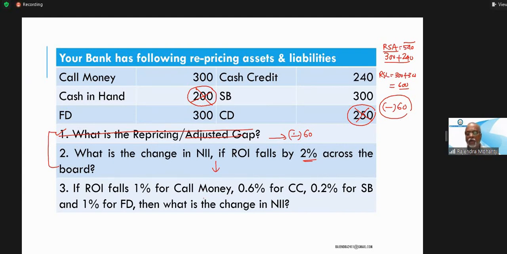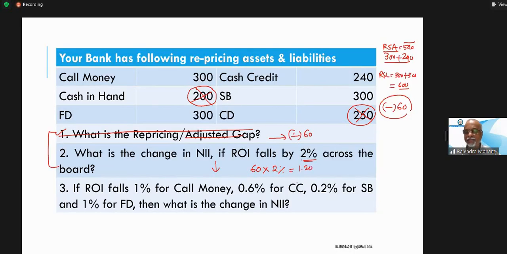Now, as I told you, how to arrive at the amount of NII. Simply multiply the repricing gap with the change in interest. That is 2%. So it will be 1 rupee 20 paisa. The gap is also in rupees. Now you have to decide whether this 1 rupee 20 paisa is going to increase your NII or decrease your NII. You tell me.